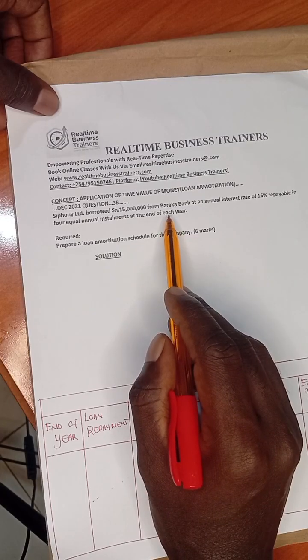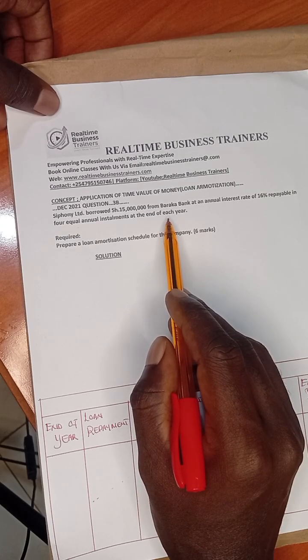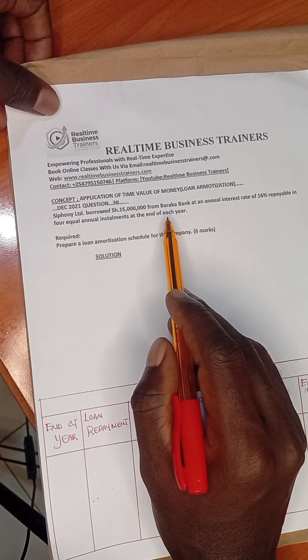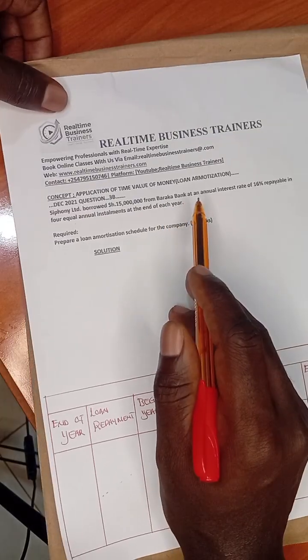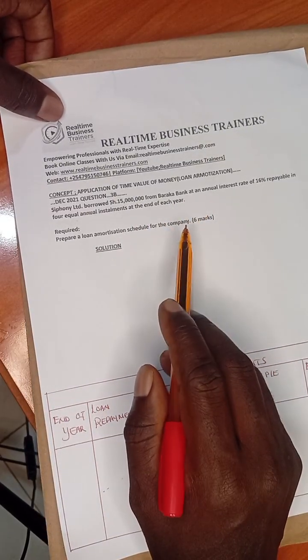End of each year means this is an ordinary annuity. The ordinary annuity is paid at the end of every period. We have another annuity called the annuity due. It is paid at the beginning of every period. Now we are required to prepare a loan amortization schedule for the company.